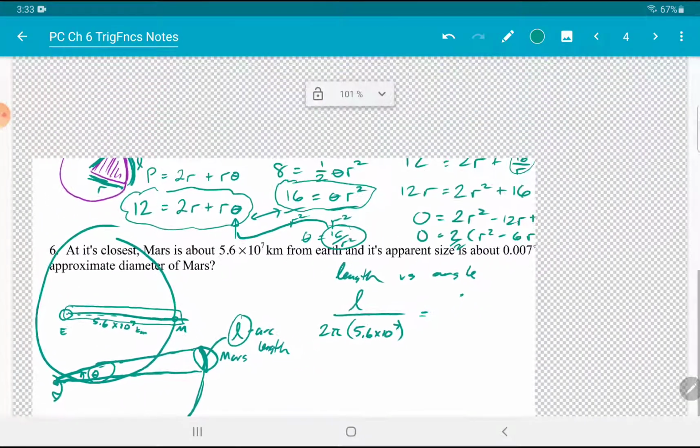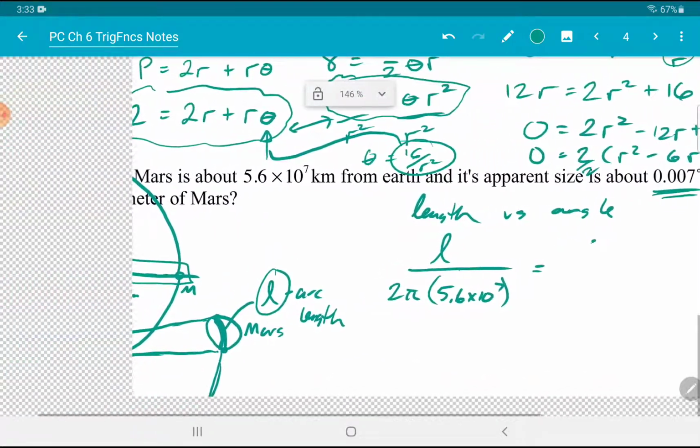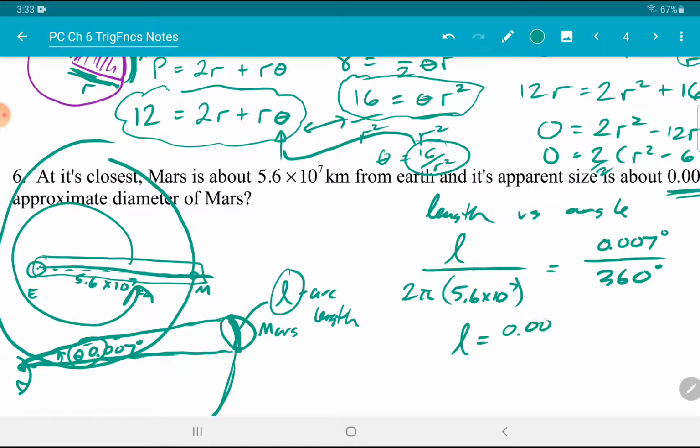Oh, no, we do know, actually. It was the apparent size was 0.007 degrees. Okay, so what we see with our eyes is 0.007 degrees. So that's the part of the sector we have. So we're going to go ahead and write that in, 0.007 degrees, and compare that with the full circle's angle measurement, which we know is going to be 360 degrees. And then from there, solve for L. Okay, so 0.007 degrees over 360 degrees times 2 pi times 5.6 times 10 to the 7th.